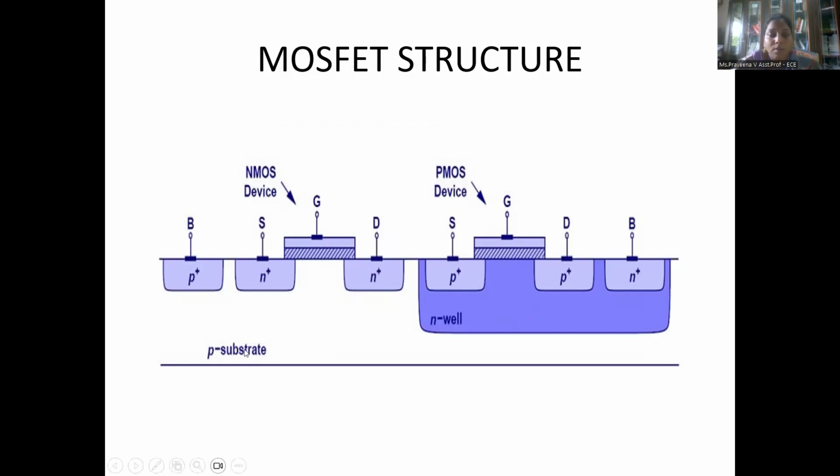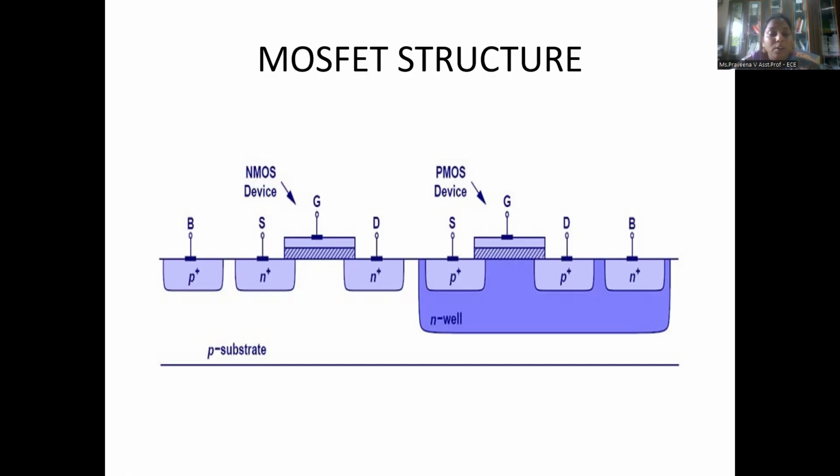Then the PMOS structure, that is the right side, is built inside an N well that is formed in the P substrate, right? The source and drain are heavily doped P plus regions, and the body, that is the substrate, is connected to the N region, the N well. When a negative gate voltage is applied, the P channel forms between source and drain. Okay, this allows the current to flow.